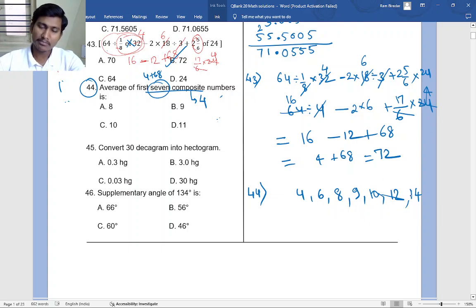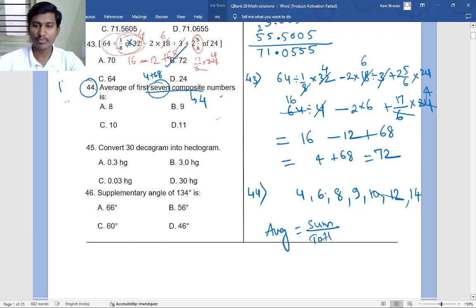So for them, let us now find the average. So we know average, how do we find? That is sum divided by total numbers. Sum means all the addition of these. So sum divided by total numbers we have to do. So we have to find the sum of all these numbers. So how many total numbers are there? 7 numbers are there, right? Okay. So let us do it now.